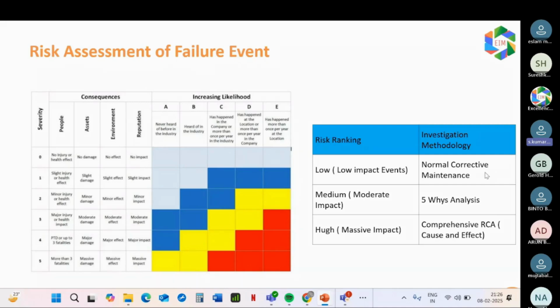For low risk cases, I will go for corrective maintenance. But if it has happened to critical machinery, or when the operations manager says that though it has not impacted production or anything, I still want to find out the root cause, then 5 Whys is a good way to investigate. For medium cases, we should apply the 5 Whys analysis, and for high risk, comprehensive RCA is a must. We need to employ the comprehensive RCA, the cause and effect relationship methodology.